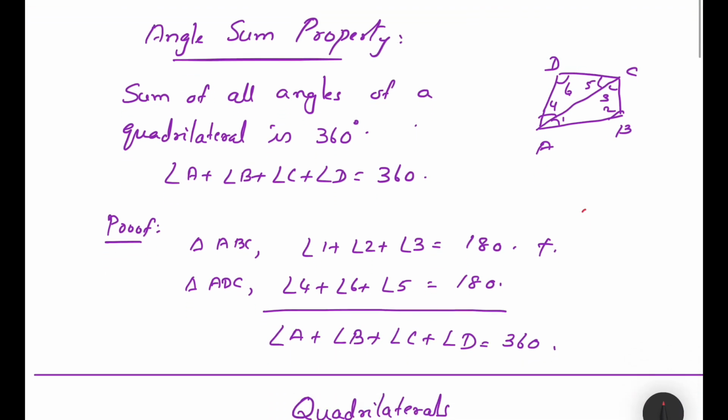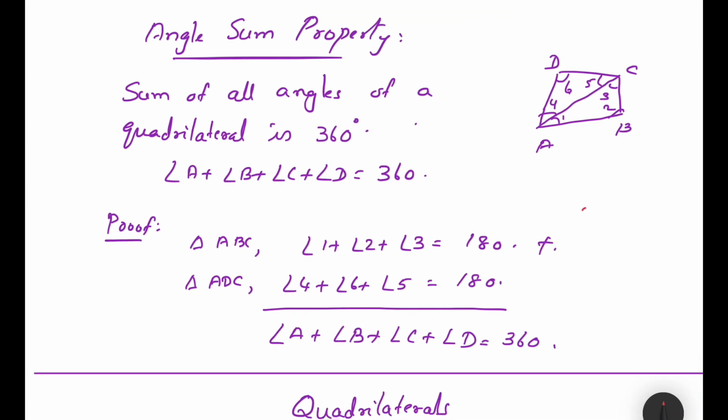To prove that, if you take this triangle ABC, the sum of all angles is 180. The other triangle ADC also has 180. If you add both the triangles, you will get 360.